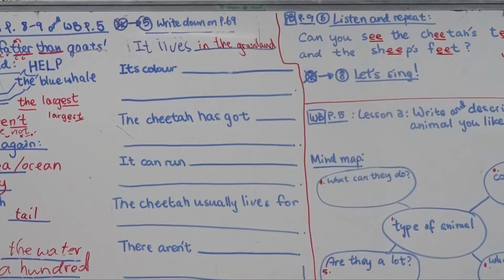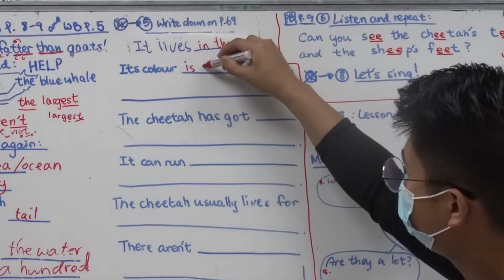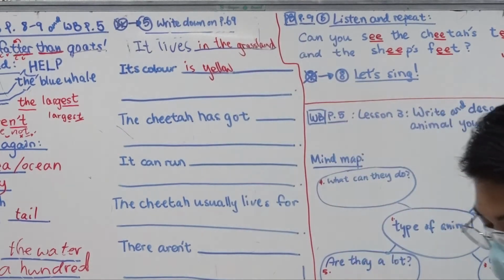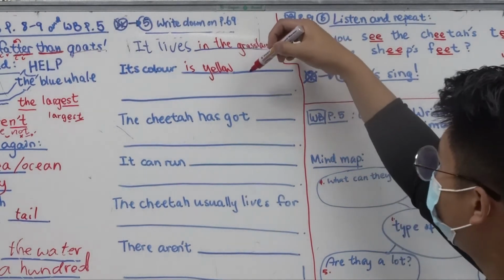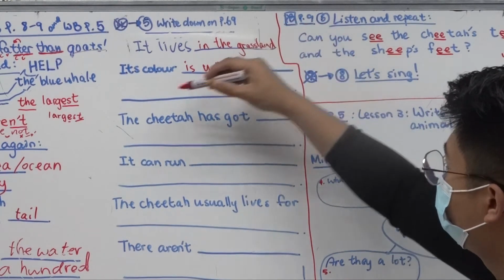Don't forget, grassland is one word. I-N space T-H-E space G-R-A-S-S-L-A-N-D. Grassland. Okay? Alright, so what about its color? What do you think its color is? Is it black and orange? Is it pink and purple? Is it red and blue? What can we see from the box above? Its color is yellow. What else? Yellow only? Black. Right, so yellow and black.